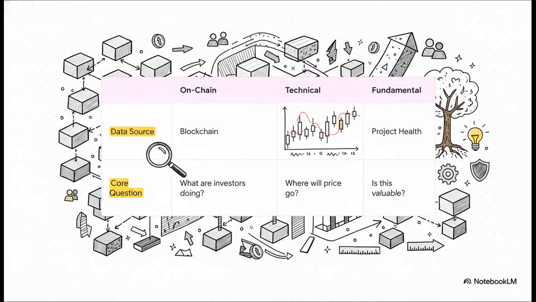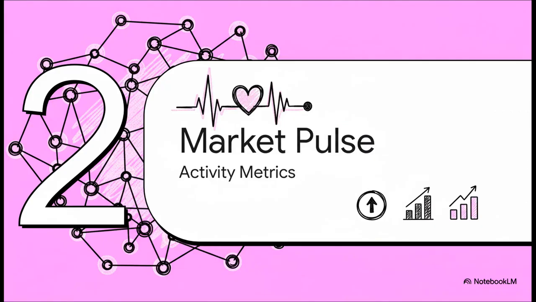It's the action, not the talk. Now, you've probably heard of technical analysis and fundamental analysis, right? Technical analysis tries to predict the future price, fundamental tries to find long-term value. But on-chain is different. It's not about the future, it's about the present. It asks, what are investors doing right now? It's almost like having a live feed of the market's collective brain. Pretty cool, huh?